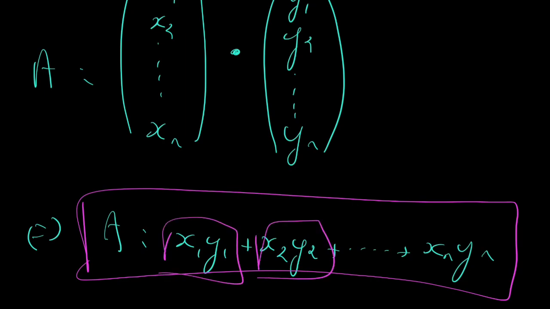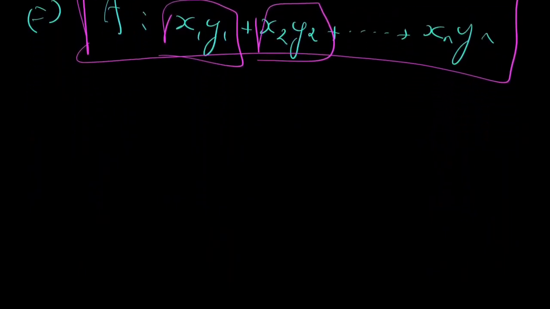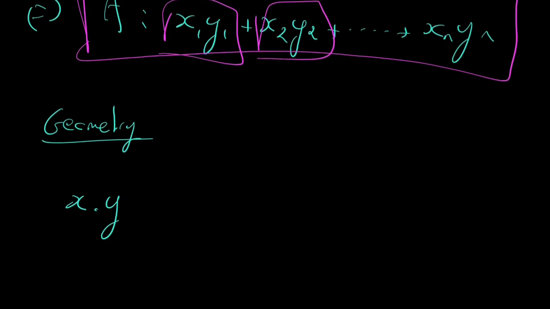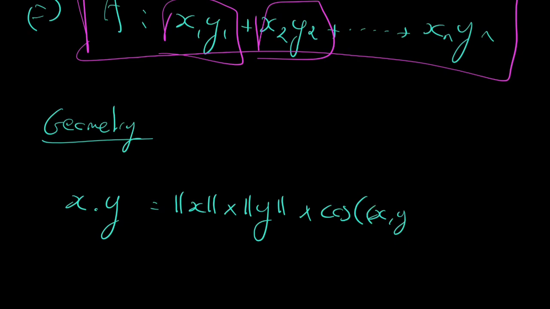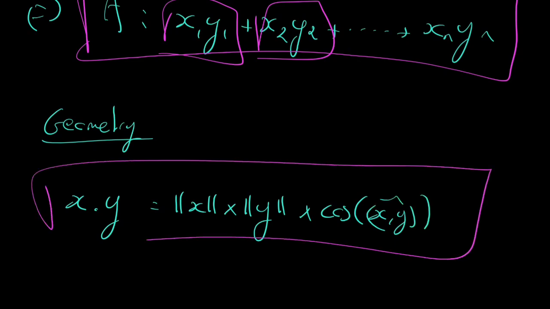We will see in another exercise that in geometry, the scalar product can be defined as the norm of x times the norm of y times the cosine of the angle between both. Okay, but this is for another exercise.